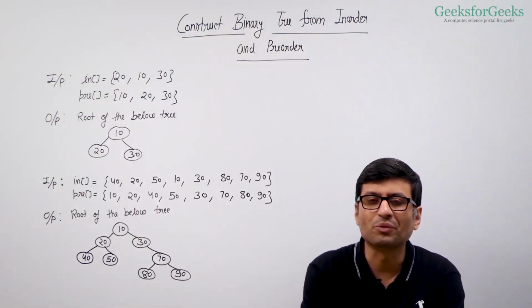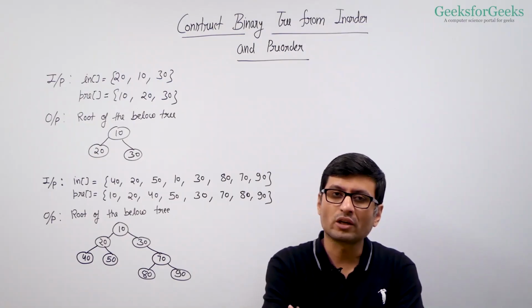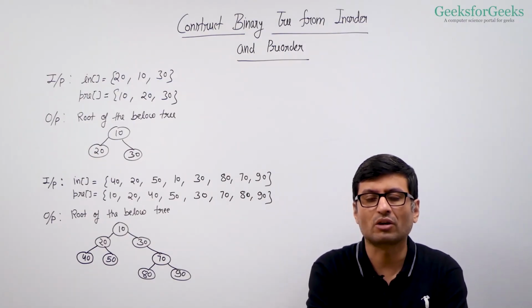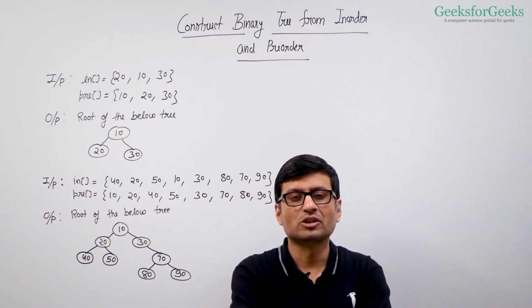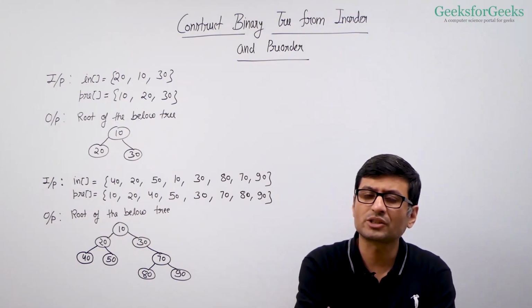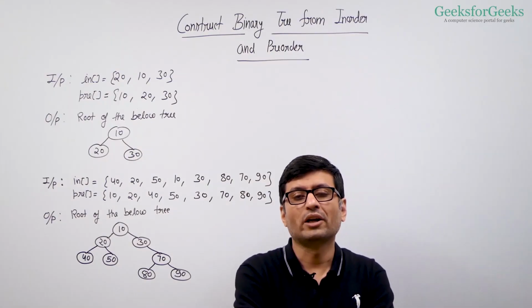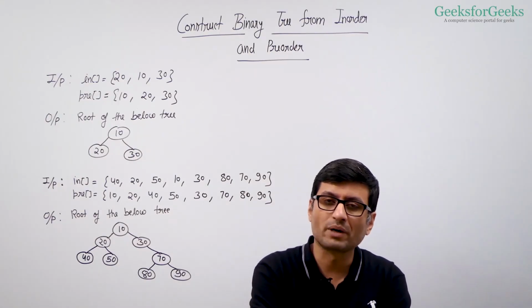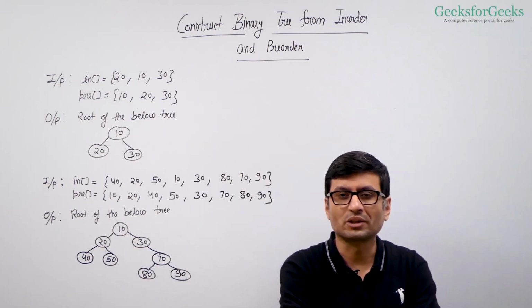Hi, in this video we are going to talk about this problem. We are given in-order and pre-order traversals of a binary tree. We need to construct the binary tree. So we need to write a function that takes two arrays as parameters, in and pre. It returns the root of the constructed binary tree as a return value.